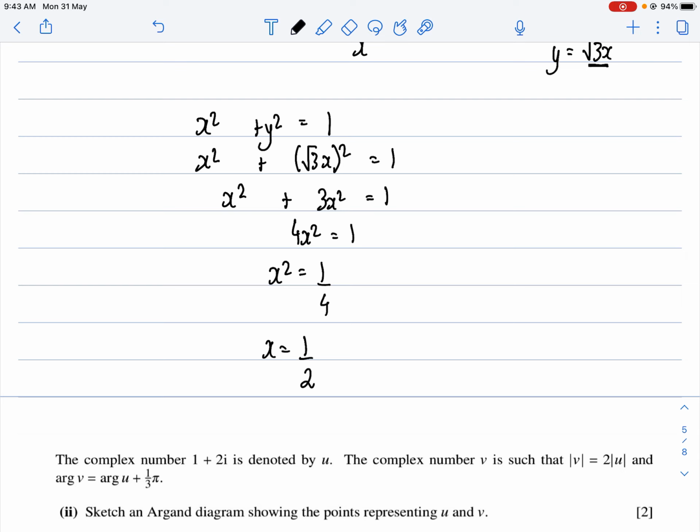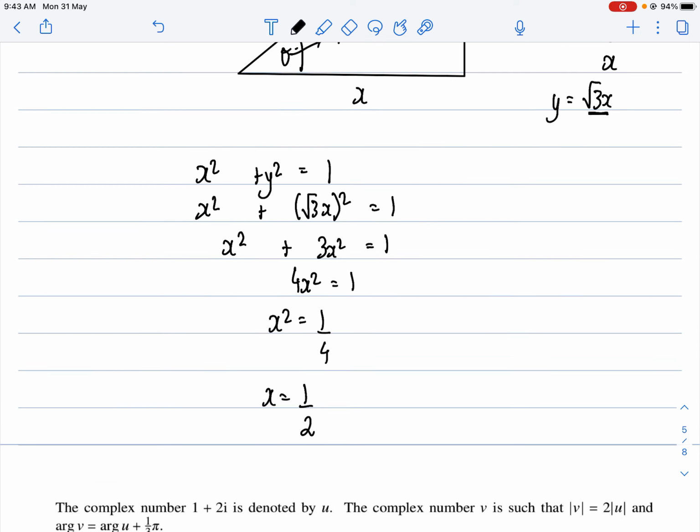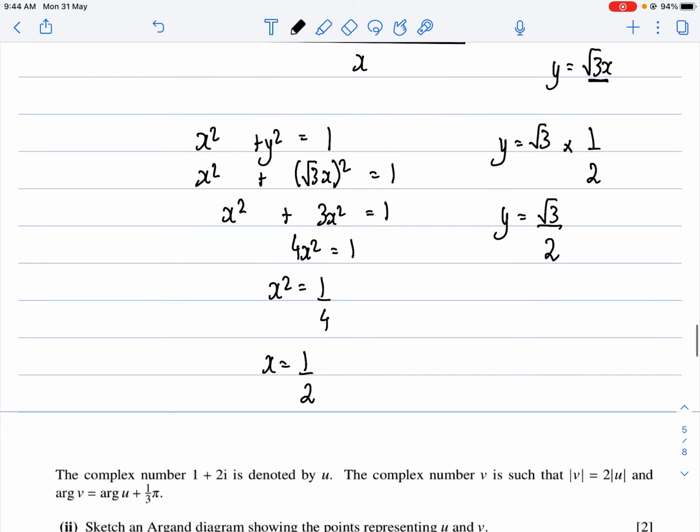Now I know my x, so my y will simply be root 3 into 1 over 2. So I know my y is root 3 by 2. So I can write my x plus iy as 1 over 2 plus root 3 by 2 i, which is the final answer for W.